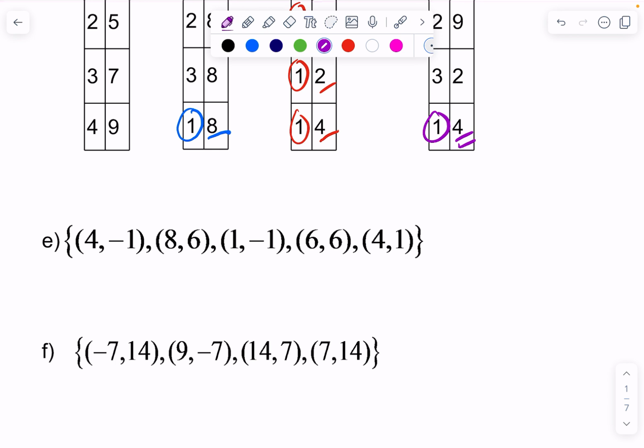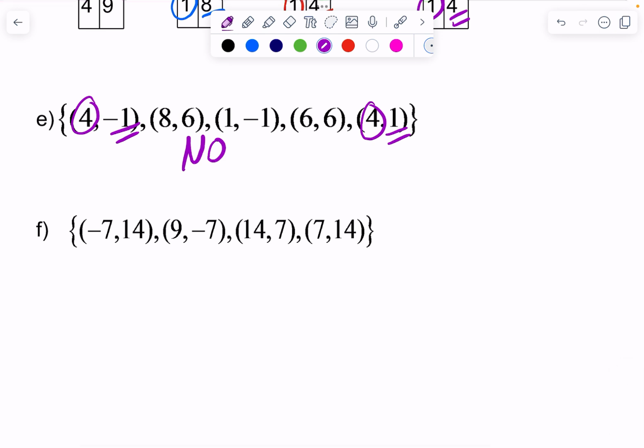Example E, I've got 4, negative 1, 8, 6, 1, negative 6, 6, 6, 4, 1. Okay, I've got a repeating x value here of 4, but I've got a negative 1 y value for one of the x's when it's 4, and then I've got a 1 for the y value when x is once again 4. So I have two different y's for the same x, so this would not be a function, no. Then I've got negative 7, 14, 9, negative 7, 14, 7, 7, 14. I don't have any repeating x values with different y values, so yes, that is a function.